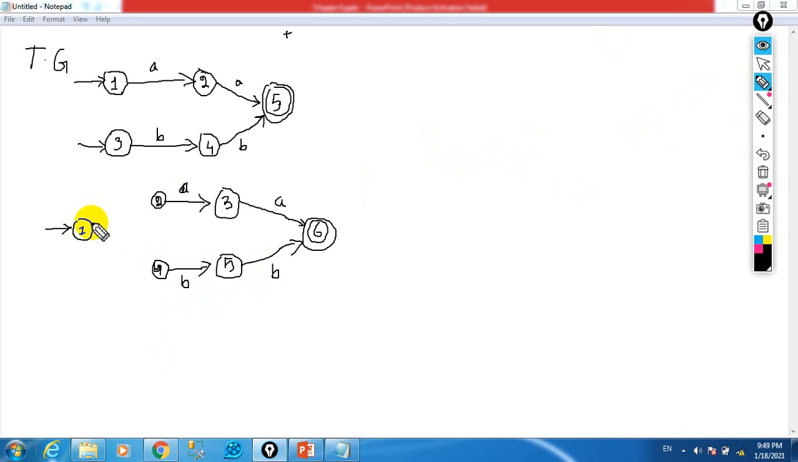Okay, so now just convert this by using a single state, okay, and we will give a label of what? A label of null string.